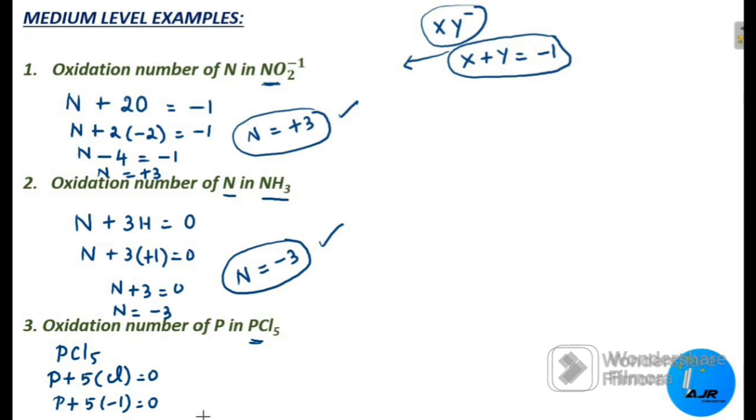So P plus 5 into minus 1 is equal to 0. So P minus 5 is equal to 0. P is equal to plus 5. So the oxidation number of phosphorus in PCl5 is plus 5. Already we have seen in rule number 4 that the oxidation number of halogen is minus 1 in all halogen compounds. So using that we have found out the oxidation number of phosphorus here.